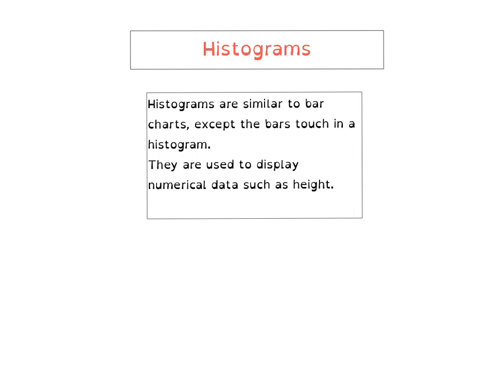And we use histograms to display numerical data, and it can be used for the discrete, so the whole numbers, or it can be used for continuous numerical data, so that's the ones with decimals, so like the weather, temperature, or heights.